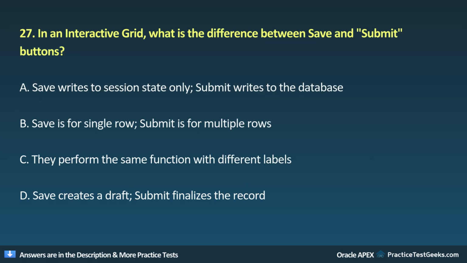27. In an interactive grid, what is the difference between save and submit buttons? A. Save writes to session state only, submit writes to the database. B. Save is for single row, submit is for multiple rows. C. They perform the same function with different labels. D. Save creates a draft, submit finalizes the record.